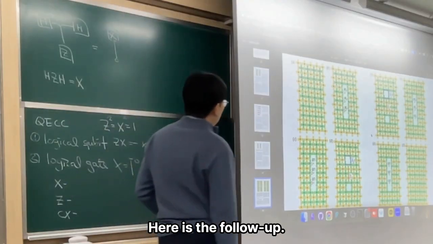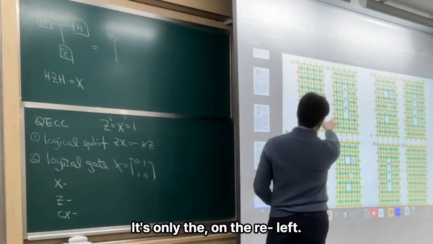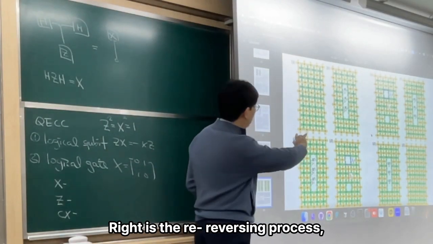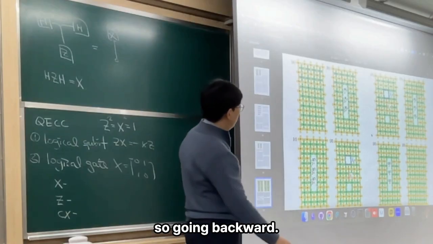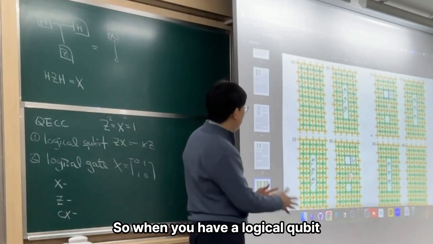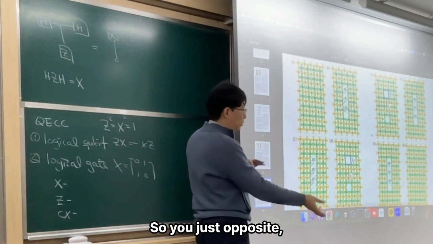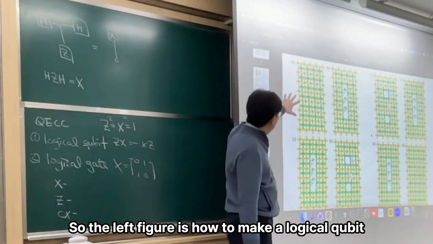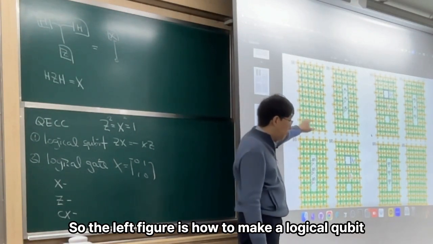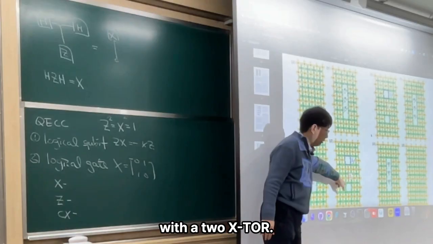Here is the follow. So don't look at the right, it's only on the left. Right is the reversing process, so going backward. So when you have a logical qubit and you want to remove it, then how do you do it? So it's just exactly the opposite way. So the left figure is how to make a logical qubit with a 2x cut here.